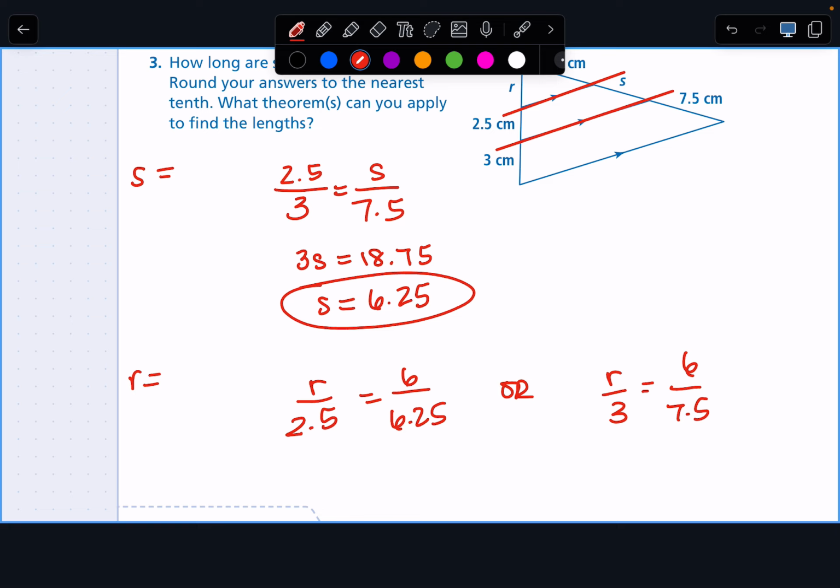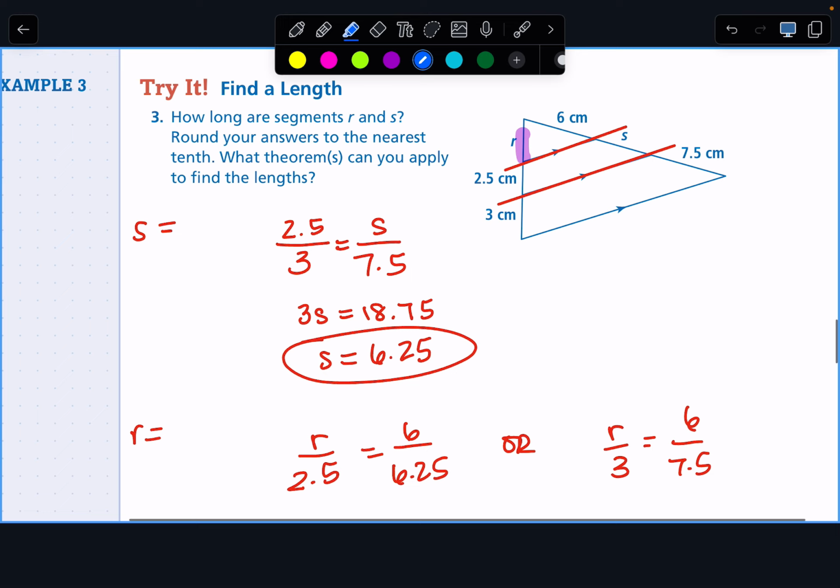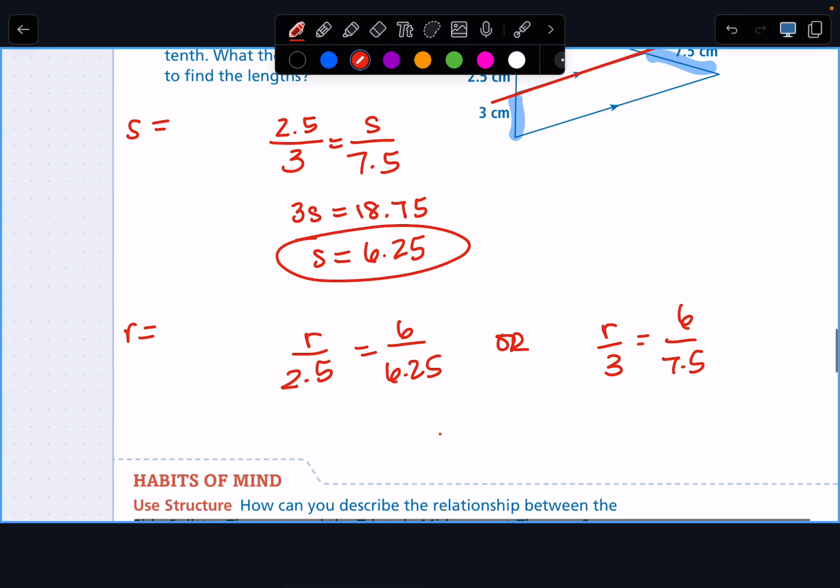I see how that can work. Connor, what'd you say? He did this. It's still proportional, so no matter what, you get 2.4.